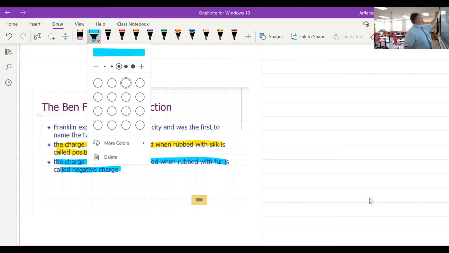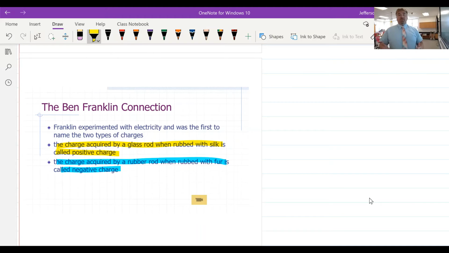Now, a little side note on this is the fact that at this point in time, they had no concept of protons, electrons, neutrons, anything like that. You know more chemistry than Ben Franklin did. What he imagined was that there was this fluid around everything called the ether. When you rubbed a glass rod with silk, the silk would give up some of its ether and transfer it into the glass rod. And so the glass rod had a positive charge because it gained ether.